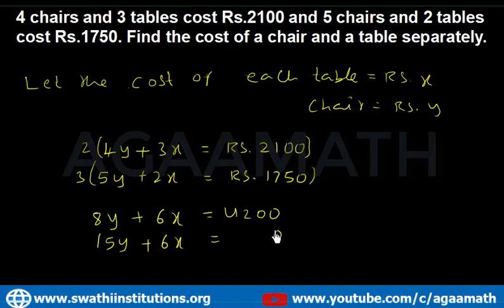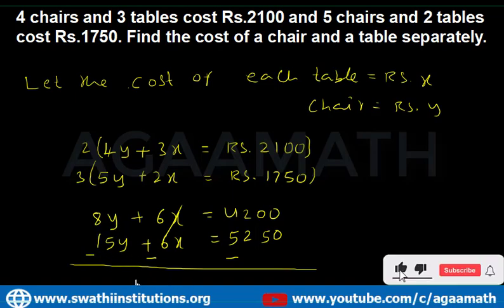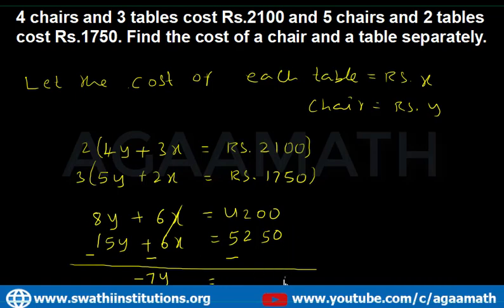That becomes 5250. Let us see how to solve this. To eliminate the variable 6x, we subtract the equations, so that these two get eliminated. Now 8y minus 15y is minus 7y, equals 4200 minus 5250, which is minus 1050.